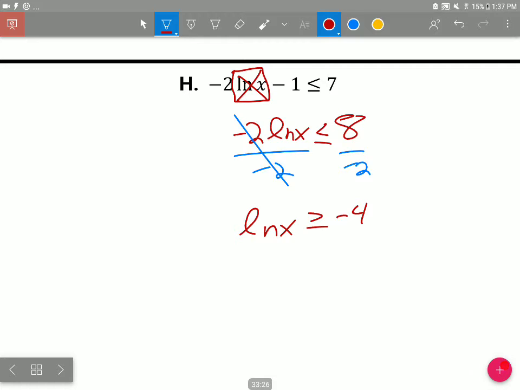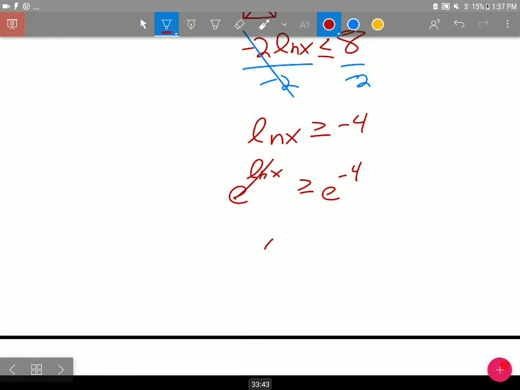Now the log is alone. So what am I going to do? Just what we did last time. Make it a base of e. So e to the ln of x is greater than or equal to e to the -4. Cool? And that's about as hard as these get on this side. I told you it was easy. I'm not going to lie to you on that.